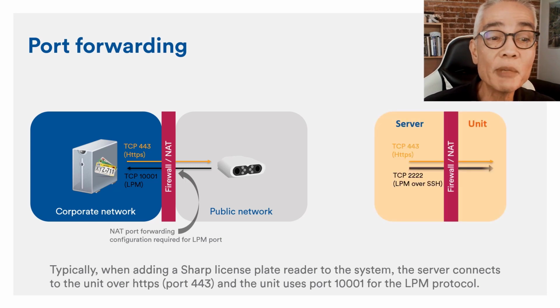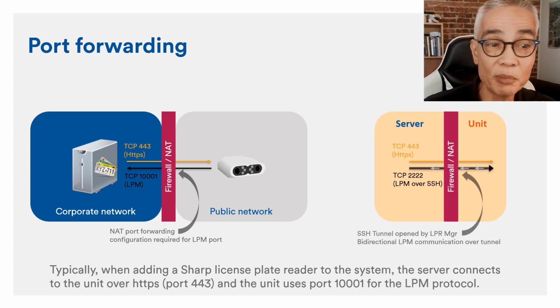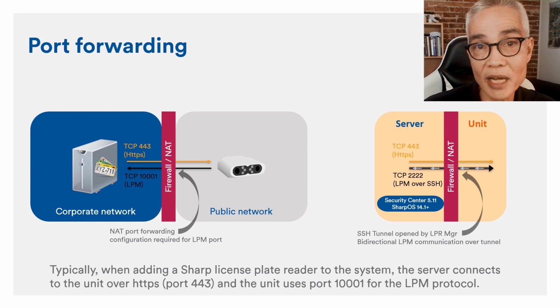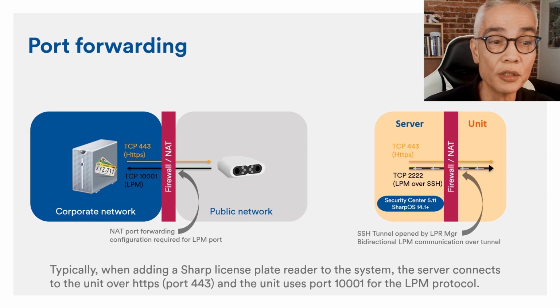This new feature eliminates the need for port forwarding to be applied. The server will still connect to the unit over HTTPS, but then instead of listening for incoming traffic on 10,001, it'll initiate a secure SSH tunnel with the unit. And that SSH tunnel will then be used for bidirectional LPM communication.